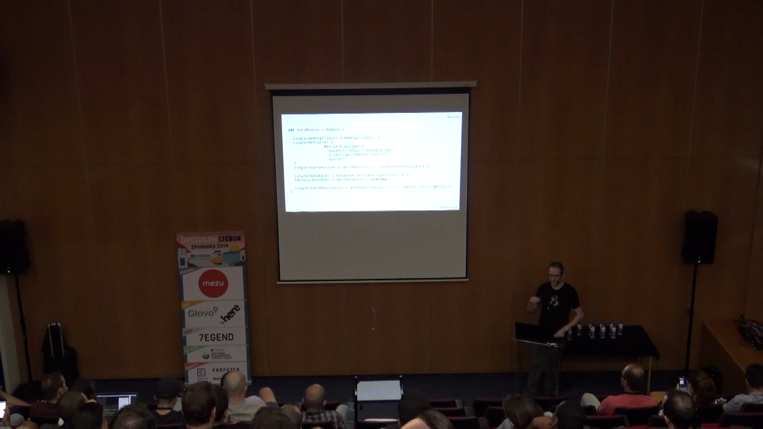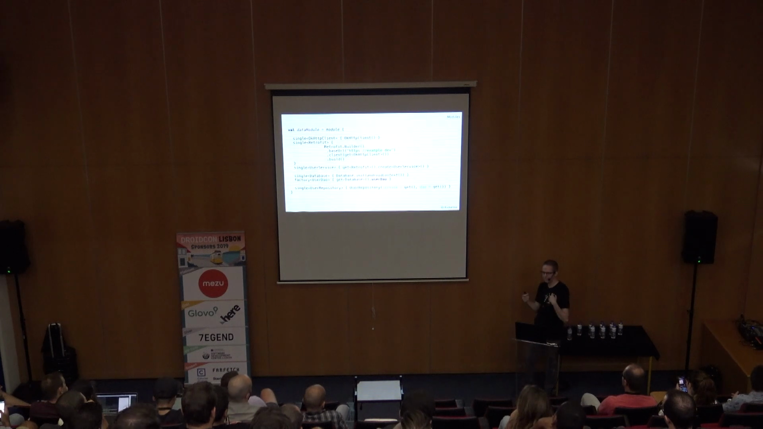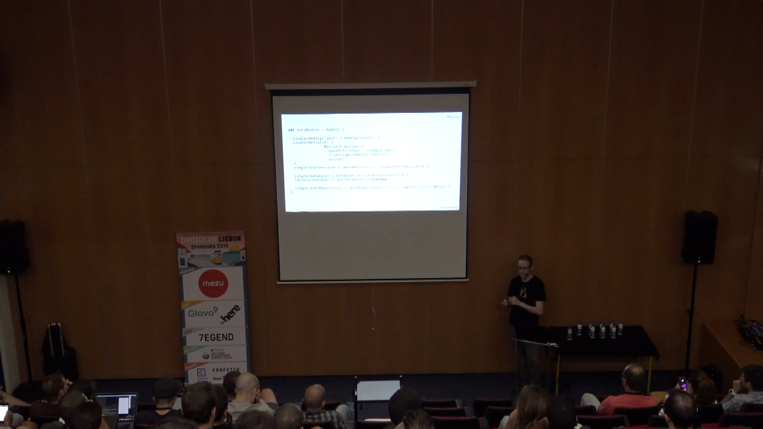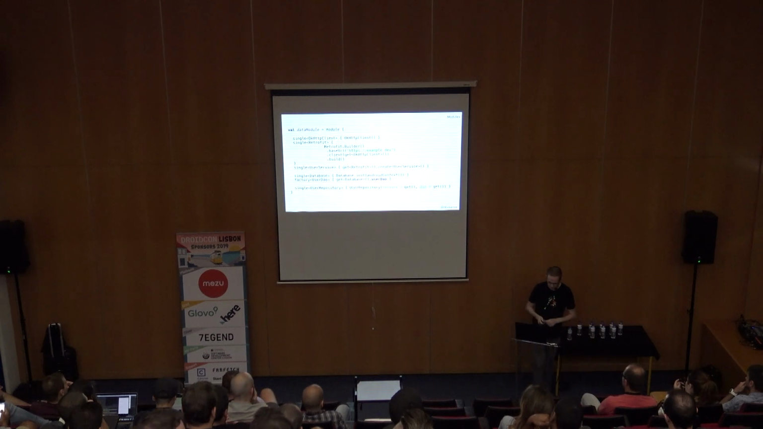Back in the day with Koin 1.0, and before, single was known as bean. So if you're checking something on Stack Overflow or looking at an older Medium post, you'll see bean, and you're not going to know what that is. It's the same thing. In fact, now there's a type alias in 2.0 to help with migration. Bean is exactly the same thing as single.